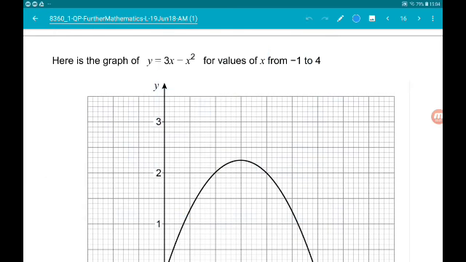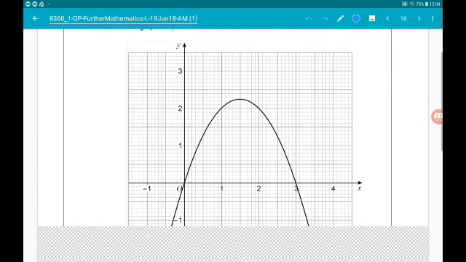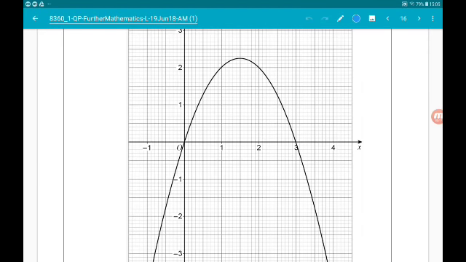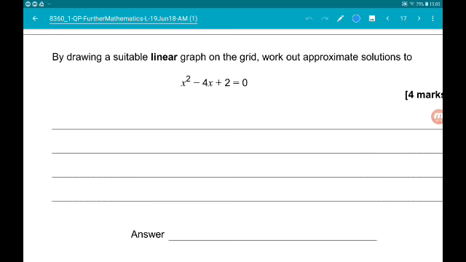Okay, question 15. We have the graph of y equals 3x minus x squared for values of x from -1 to 4. So, there's our graph. Now the question says, by drawing a suitable linear graph on the grid, work out approximate solutions to x squared minus 4x add 2 is equal to 0.